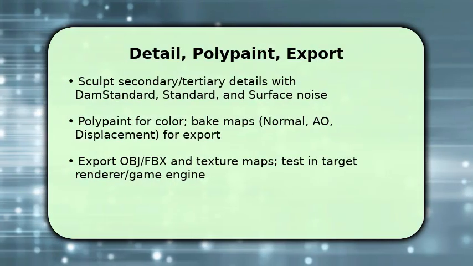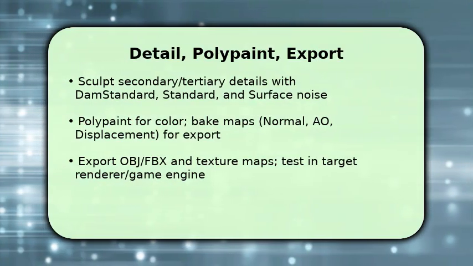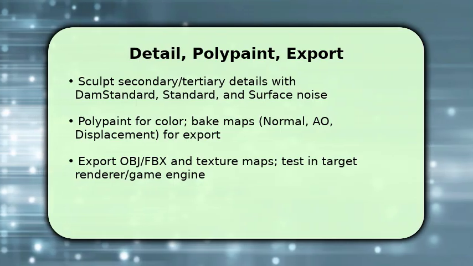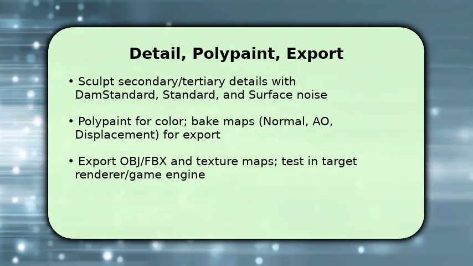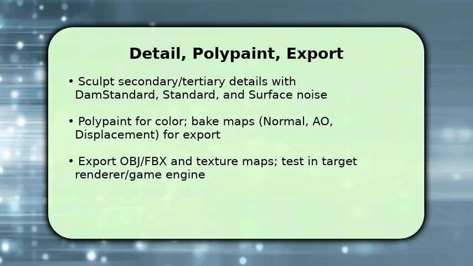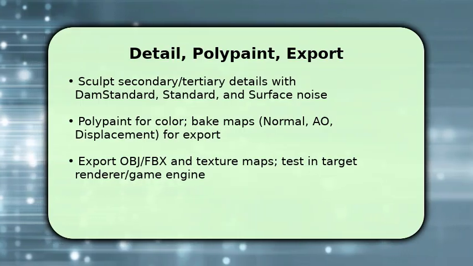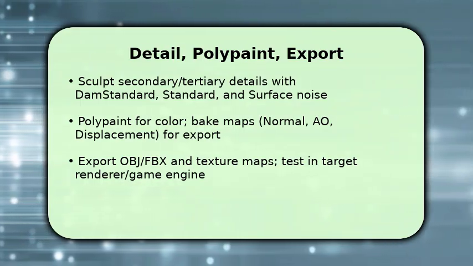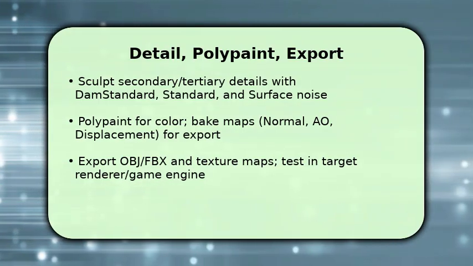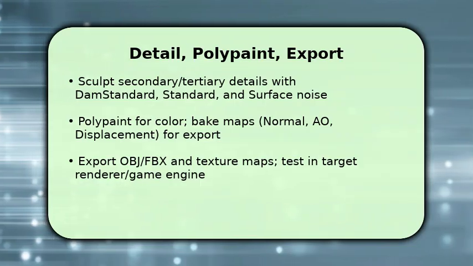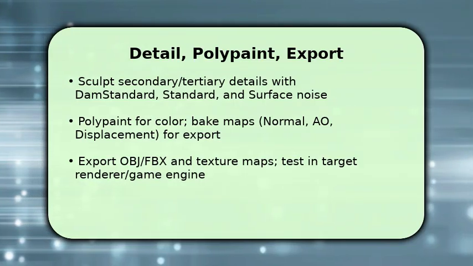For finalization, carve secondary and skin-level details using DAM standard and alphas and apply surface noise for micro-variation. Alternate between subdiv levels to keep control. Then polypaint basic color and material cues and prepare map baking. Generate normal, ambient occlusion, and displacement maps at appropriate resolutions.